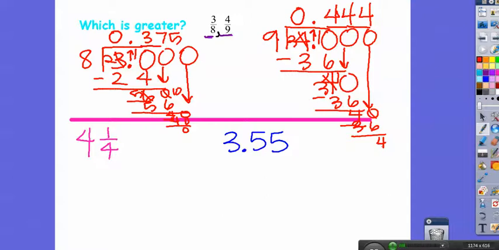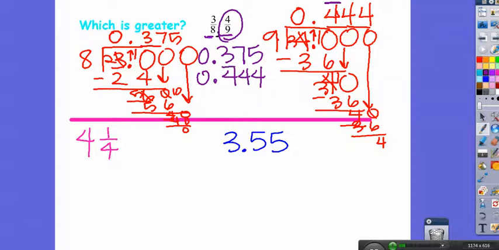So if you want, you can put a line above the 4, and that means that the 4 is going to continue on forever. So if we line up our decimals, we can tell that 4/9 is greater than 3/8, because 4/9 as a decimal is 0.4444, and 3/8 as a decimal is 0.375. So 4/9 is greater.